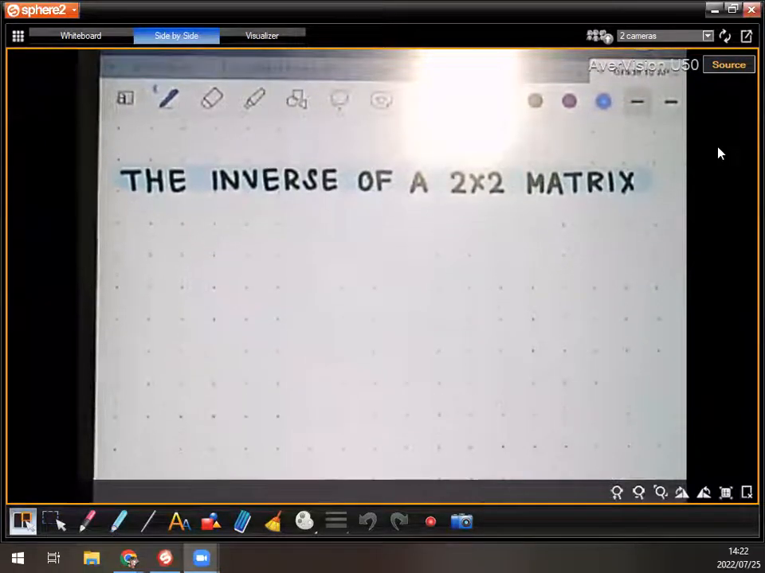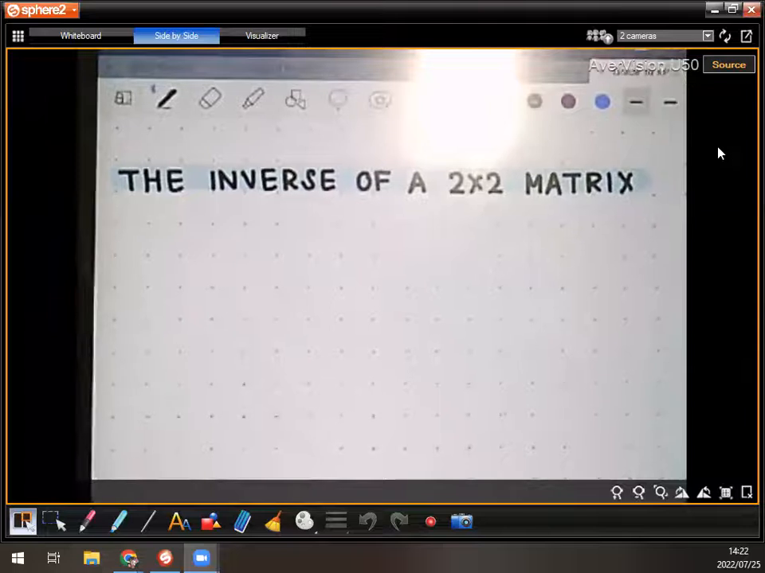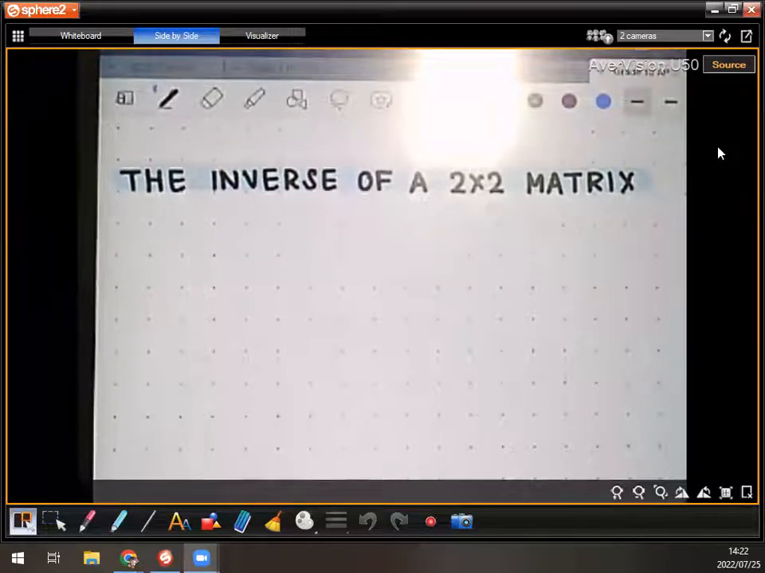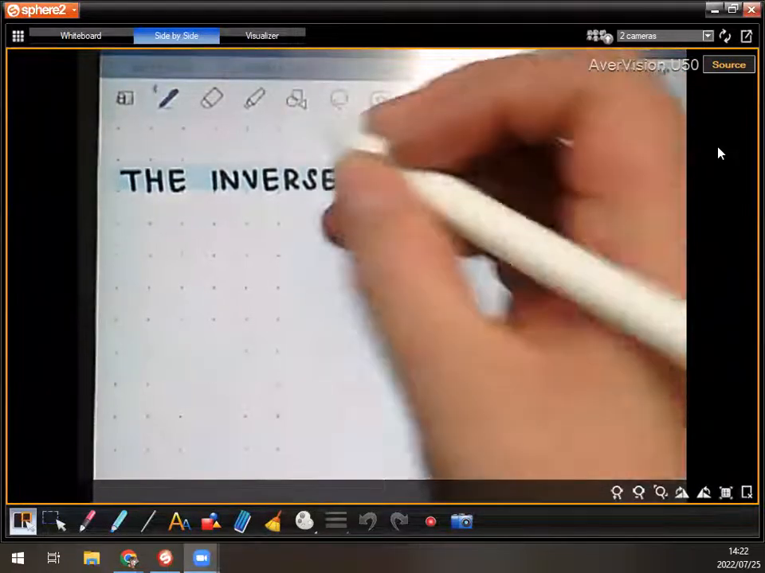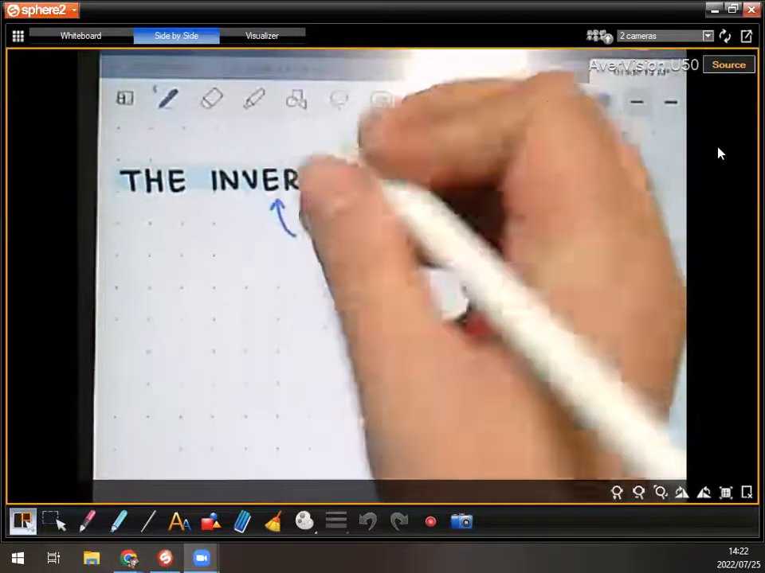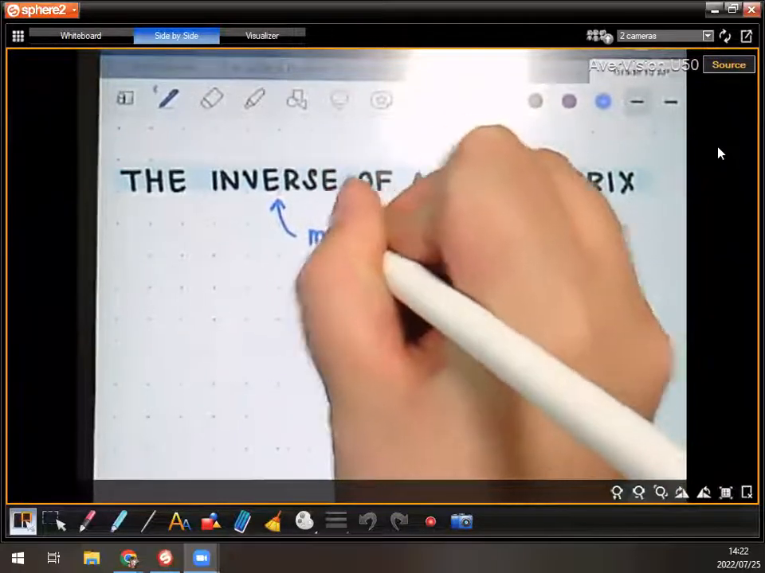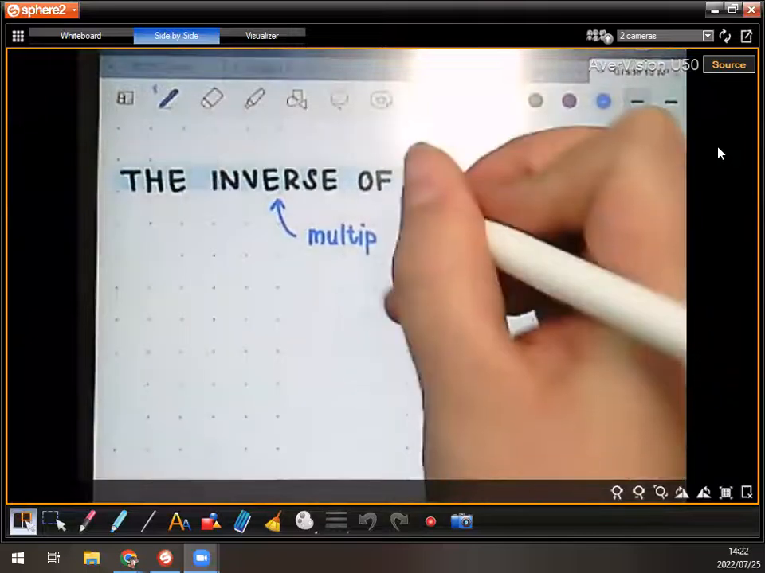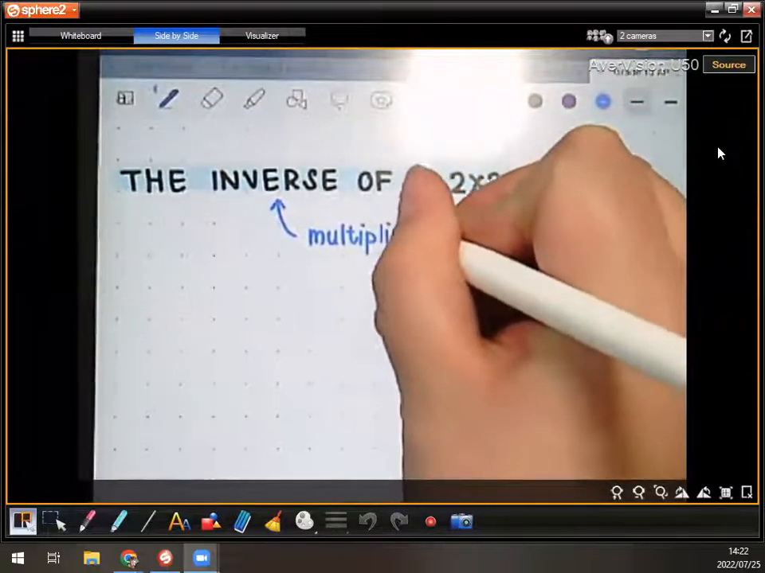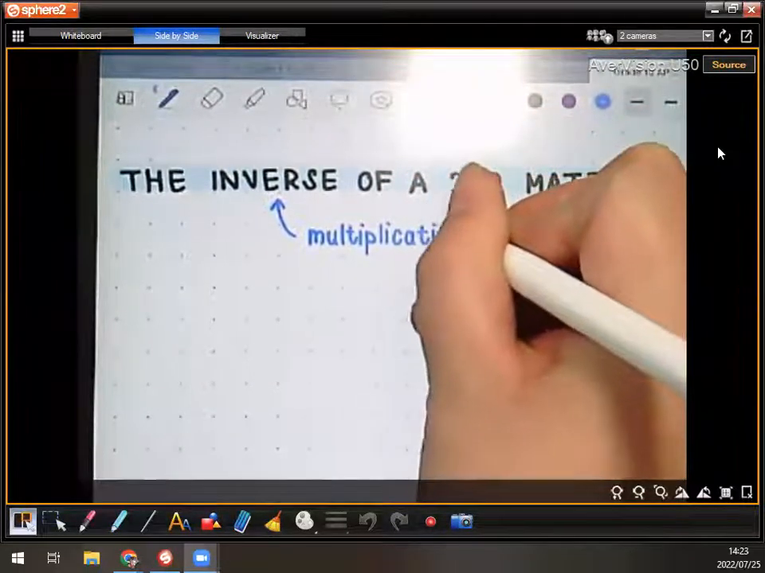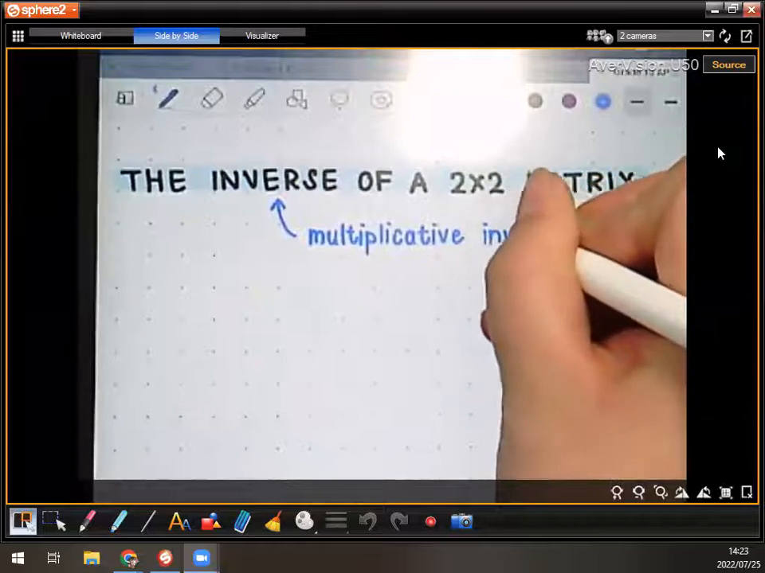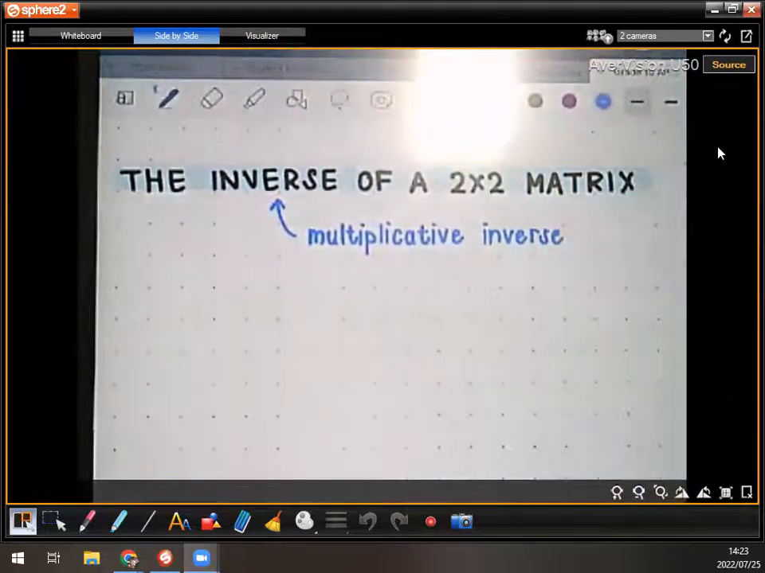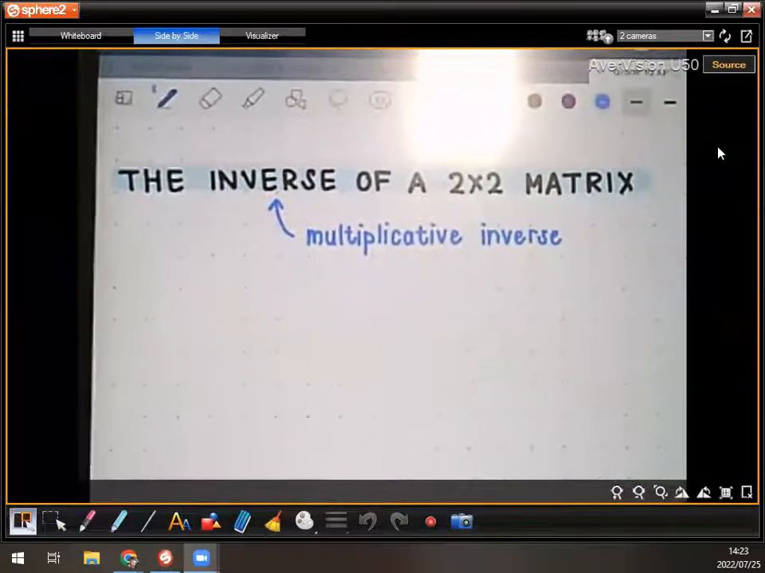The inverse of a 2 by 2 matrix. Now guys, when they talk about the inverse, they're actually talking about, let's just say this properly, the multiplicative inverse. Have we ever heard that term? Multiplicative. Times it becomes 1.